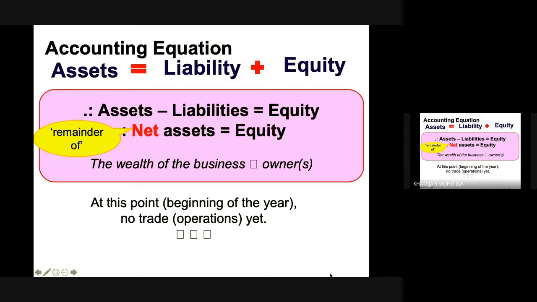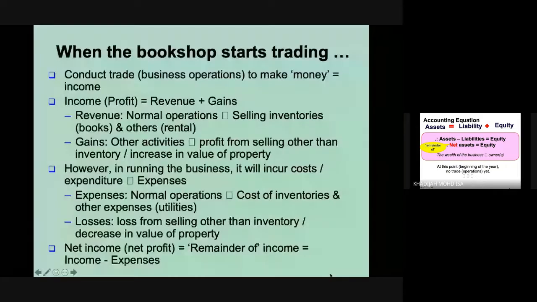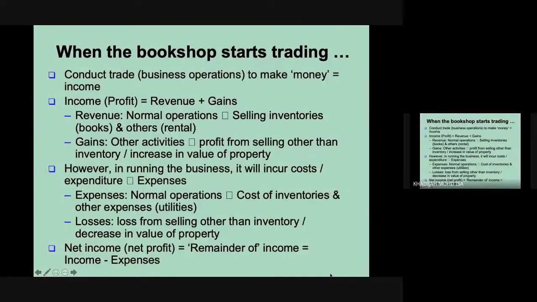So if you're not given the amount of equity, you should be able to find your equity by taking your assets minus your liabilities. So when the bookshop starts trading, they will conduct trade or business operations to make money. Whenever they make money, we call it an income. Income can be in the form of revenue and gains.